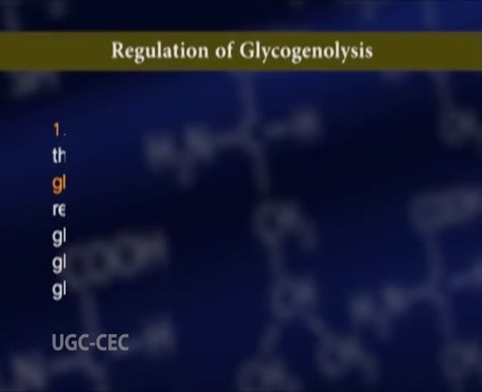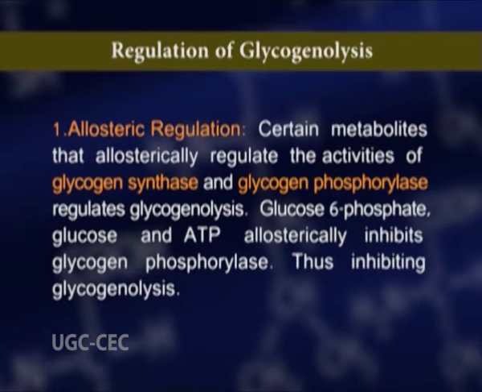First, let us come to allosteric regulation. Certain metabolites that allosterically regulate the activities of glycogen synthase and glycogen phosphorylase regulate glycogenolysis. Glucose 6-phosphate, glucose, and ATP allosterically inhibit glycogen phosphorylase, thus inhibiting glycogenolysis. Glycogenolysis is enhanced when glucose concentration and energy level are low in the body.